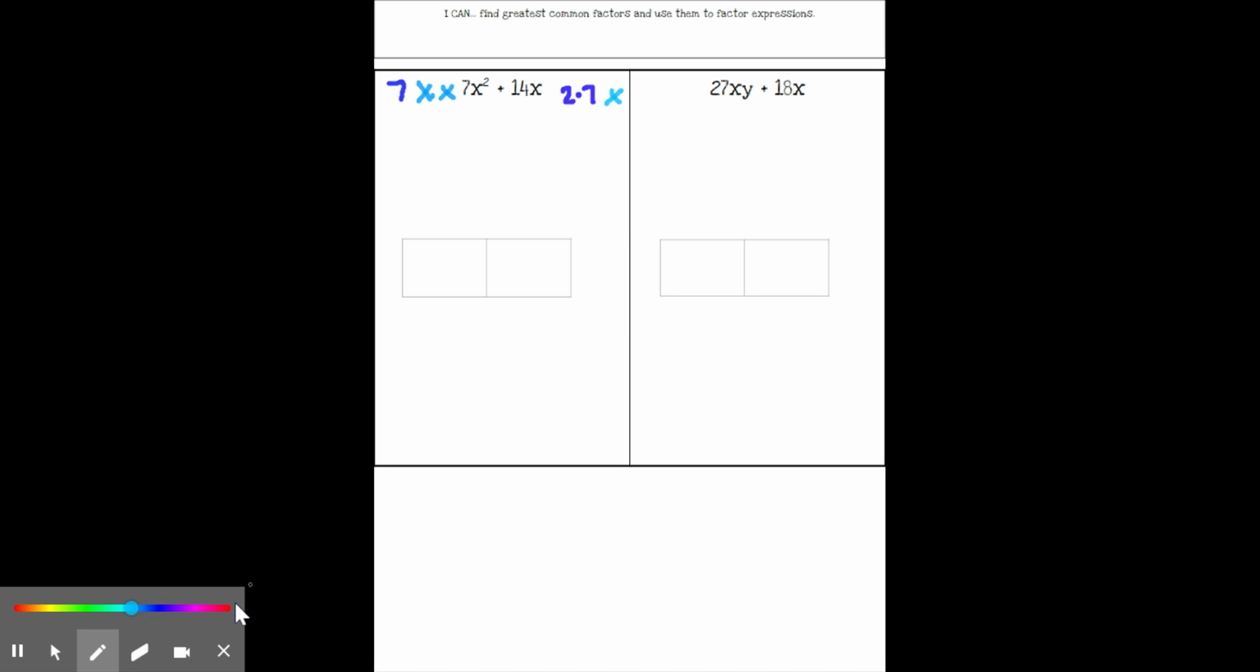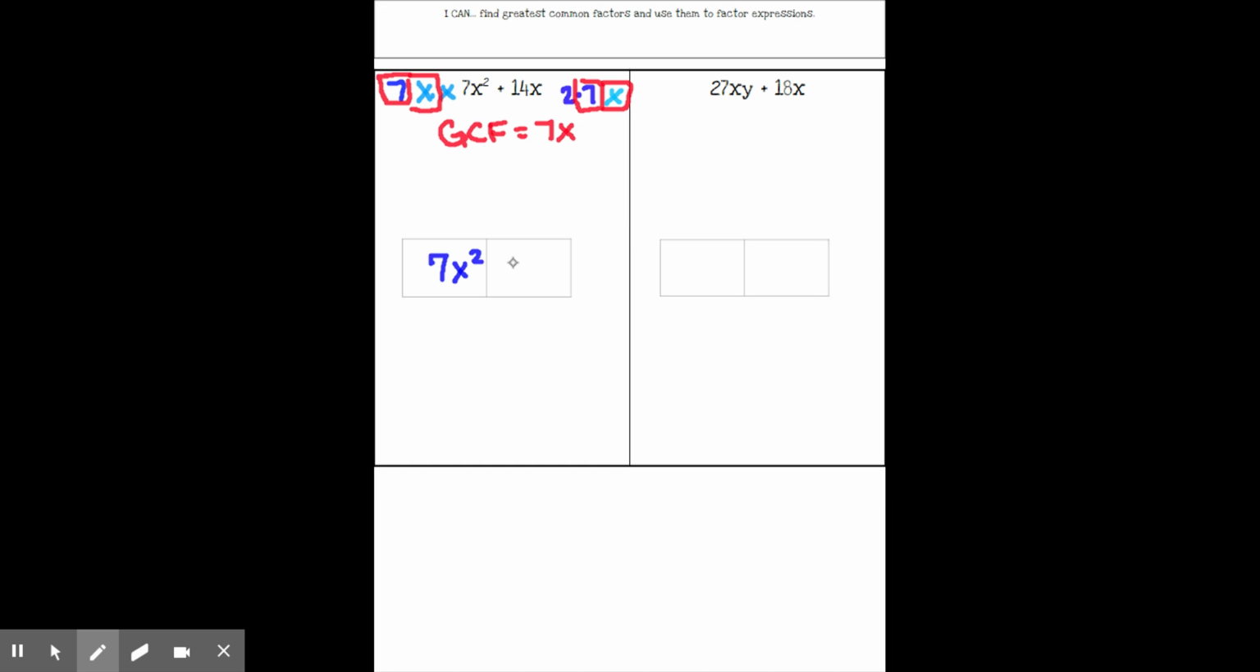So if we're looking at what they have in common, 7x squared and 14x, they both have a 7. And they both have an x. So 7x is our greatest common factor. So now we get to our factoring part. We're going to fill in the box with what we start with, 7x squared and then 14x.